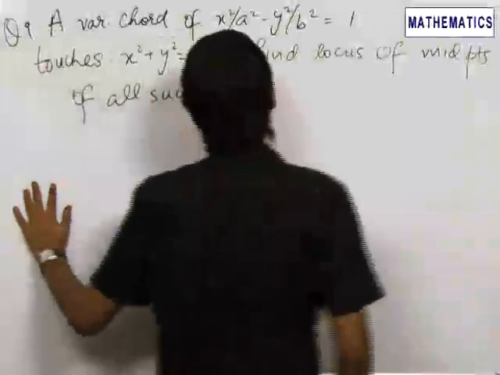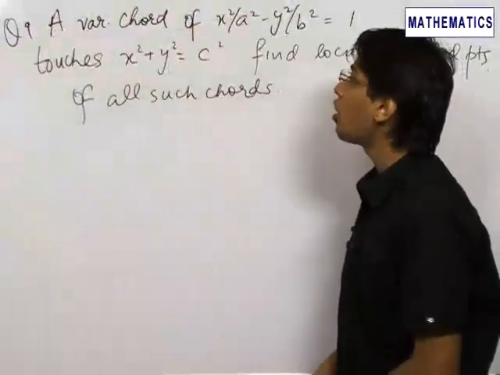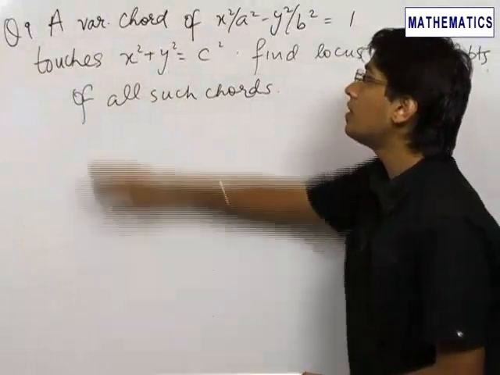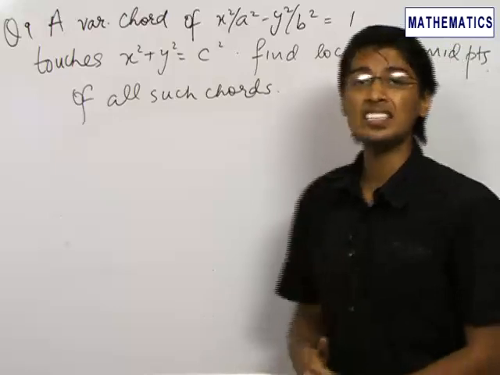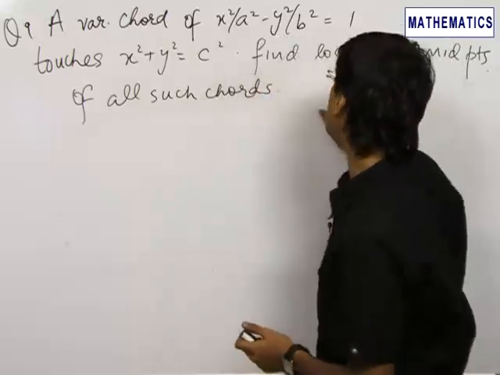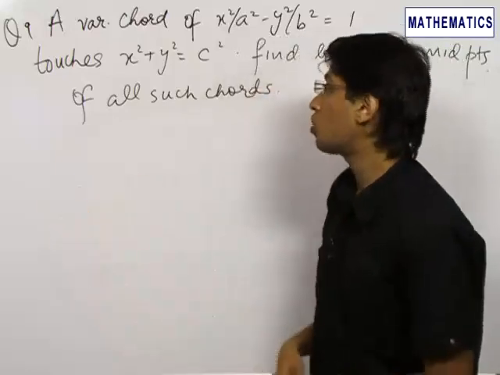Our next problem is also a very interesting combination of a circle and a hyperbola. We have a variable chord of the hyperbola which is touching the circle, that is, it is acting as a tangent to the circle. We need to find the locus of the midpoint of all such chords.